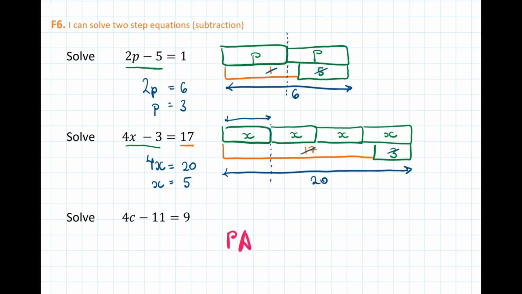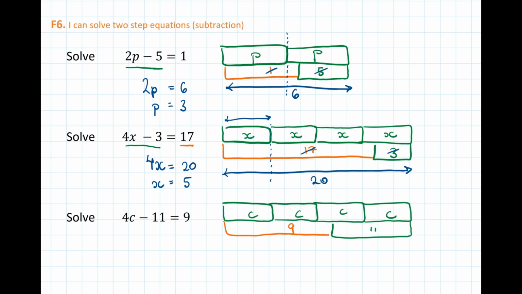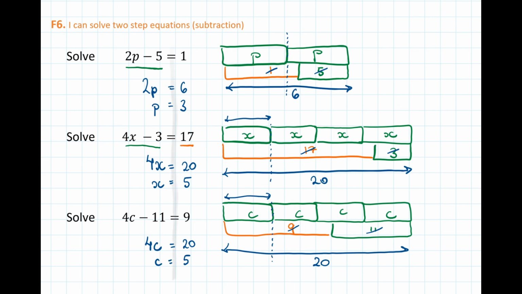Pause the video now to work out the last example by yourself. This will be my bar model, and to work out the value of 1c, first we can notice that 9 plus 11 add up to 20. Therefore, we can write that 4c equals 20. And to work out 1c, we can notice that because 4c goes into 20, 1c will be just 5. As always, remember to line up your work, with the equals signs in a straight line, to make your work neat, tidy, and easy to follow.